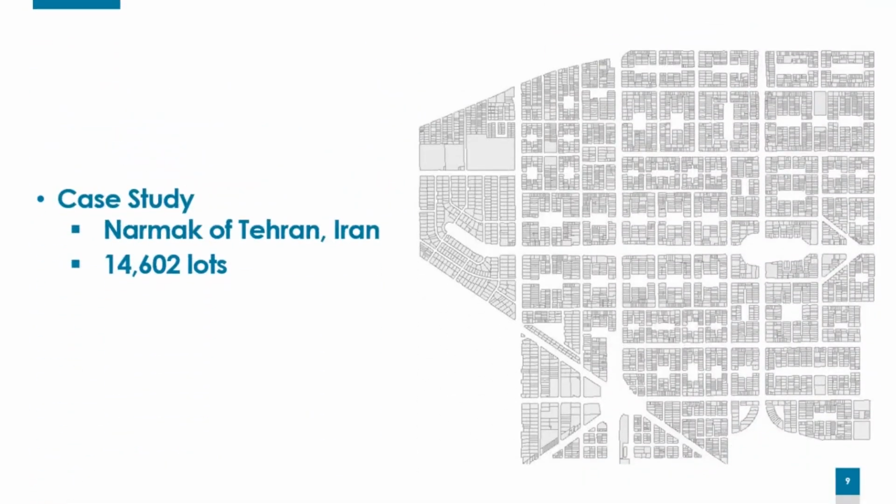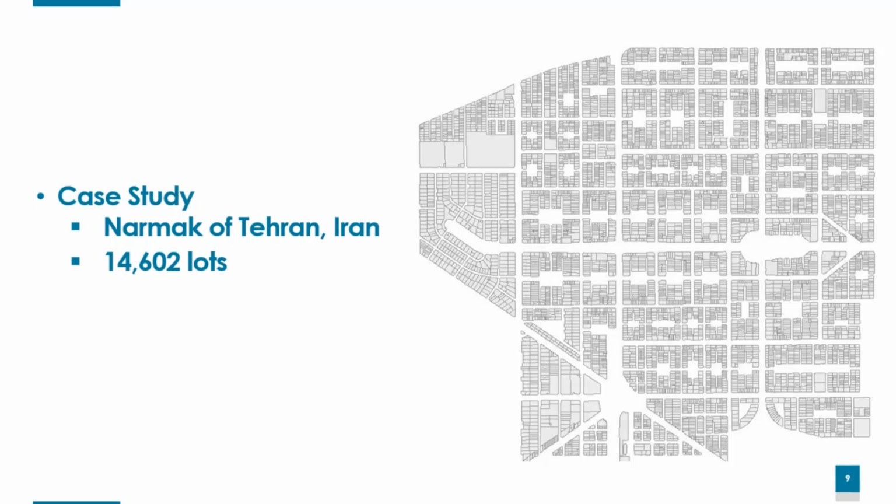Our case study focuses on the Narmak neighborhood in Tehran, Iran, which consists of 14,602 individual lots. This area was selected due to its unique urban layouts, which present both challenges and opportunities for smart city modeling. By analyzing these lots and integrating various types of data, we can better understand the dynamics of the neighborhood and create a 3D model that aids in urban planning, design, and management.